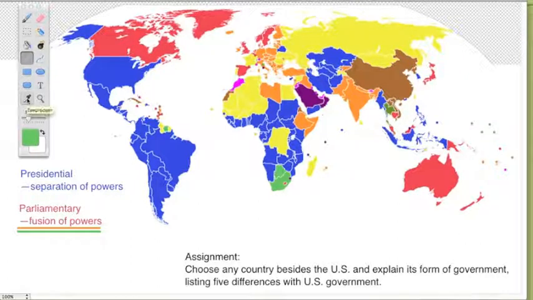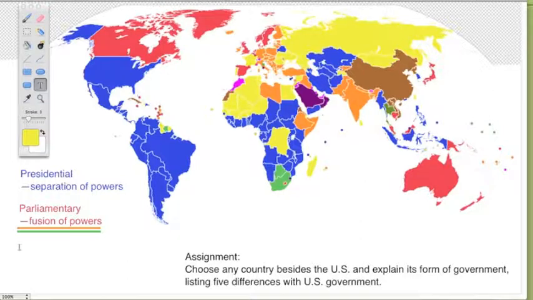Now, the last form of government I'd like to talk with you about today is these yellow countries. Look, there's Russia, there's France, and several other countries across the world. If they're not a presidential system and they're not a parliamentary system, what are they? Well, it turns out they're a combination of both.